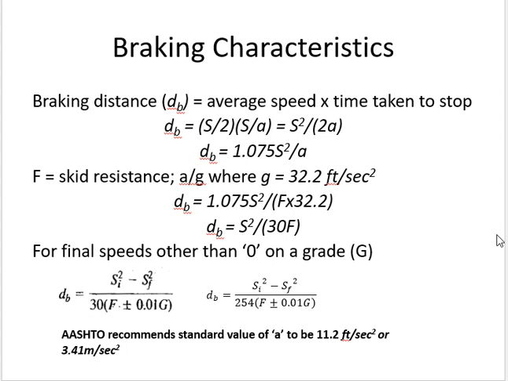Now in this equation, I have this A, which is the deceleration rate. Deceleration depends upon the friction between the tire and the road. So there's a coefficient for that, F, which we call skid resistance. Skid resistance is a coefficient for the friction between the tire and the road, and deceleration depends upon this, right? So F equals A upon G, where G is a constant.